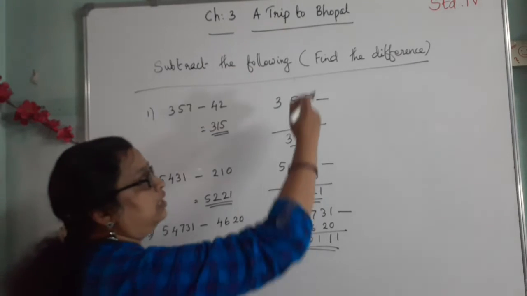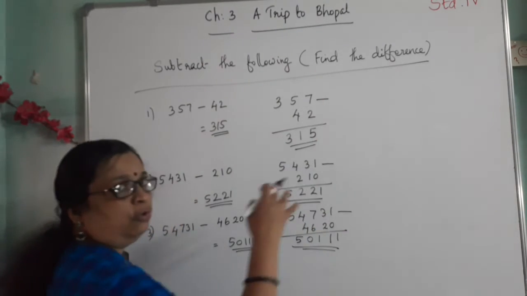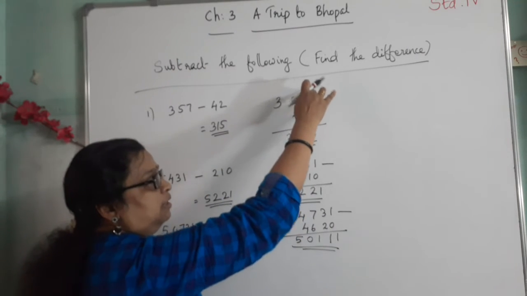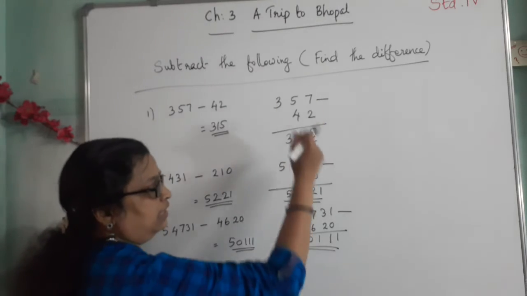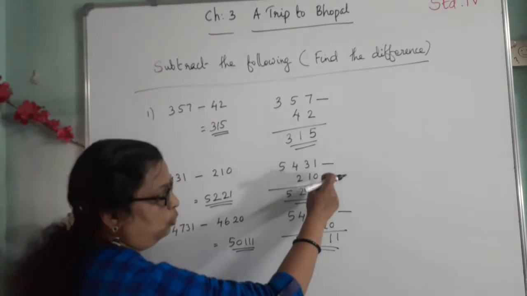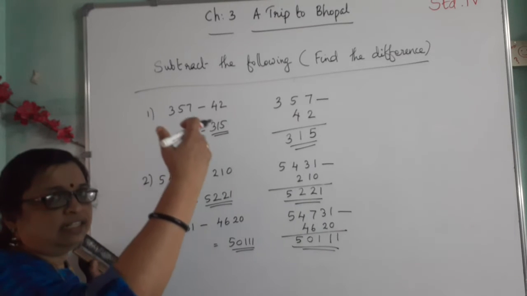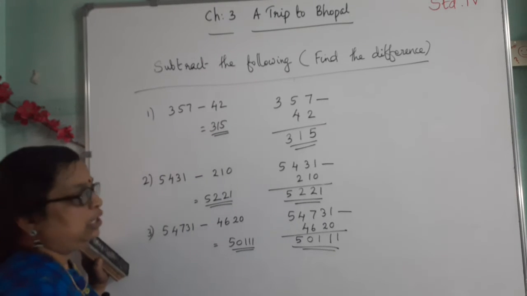When you subtract, you subtract from above to below, not below to above. From above, 7 minus 2, not 2 minus 7. Here also 1 minus 0, not 0 minus 1. Here 1 minus 0, that is the above number, then minus the below number.